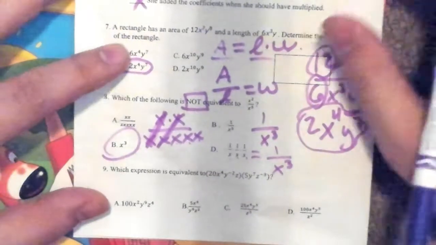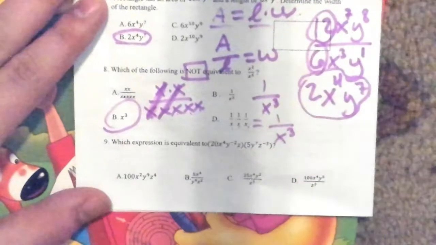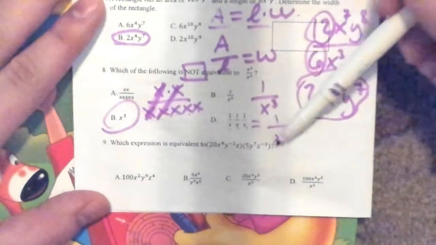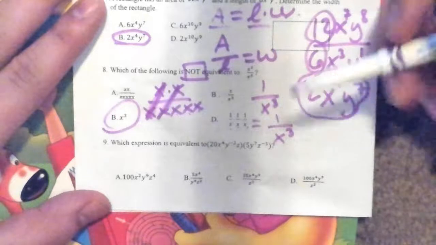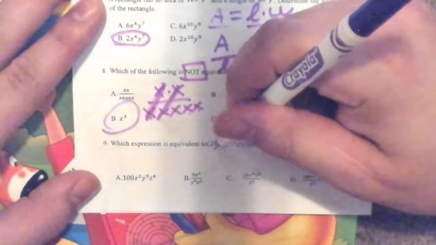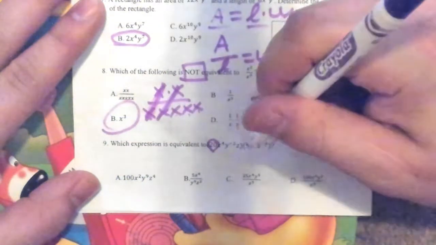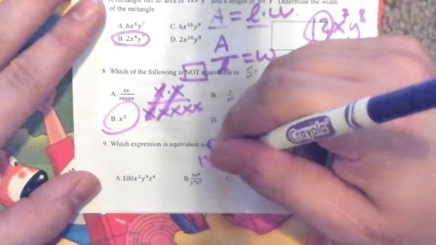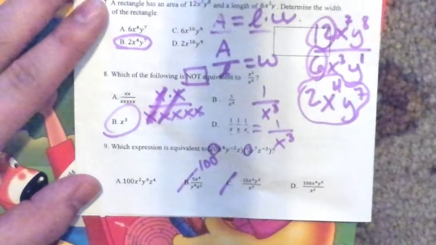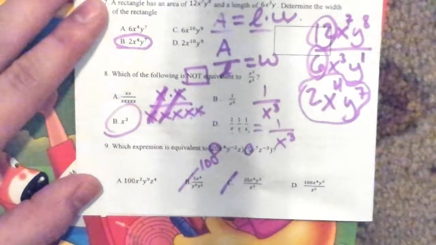Okay, so that leaves us with working on number 9. Which expression is equivalent to, and then we've got this monster here. We're multiplying. These are multiplying rules. So if we look, first we do the coefficients. We'll do one term at a time. So that's 20 times 5. That's 100. Okay, so automatically that gets rid of b and c. Okay, so that gets rid of that.